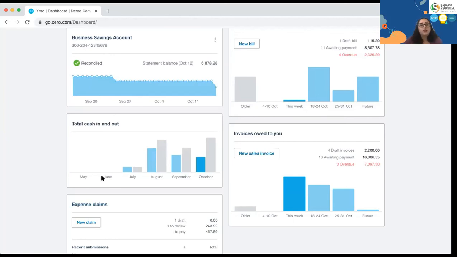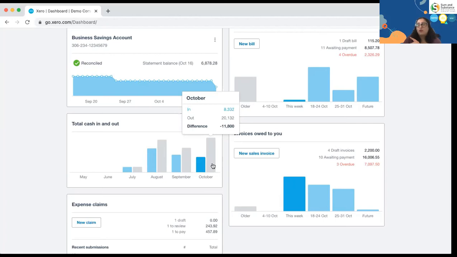I also can see what has happened. So in October already, the money that has come in is 8 grand, and the money that has gone out is $20,000. So straight away, that has given me a summary of what money has come in. The blue one is the money coming in, and the gray area is the money going out. So I'm in deficit by $11,800 in October, but that's just by hovering my mouse around it.